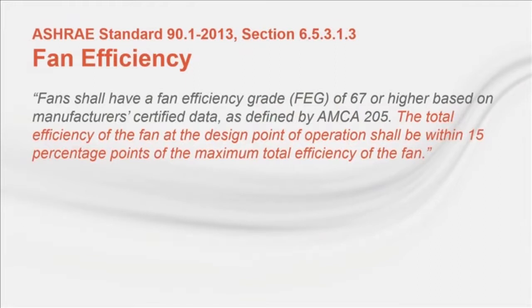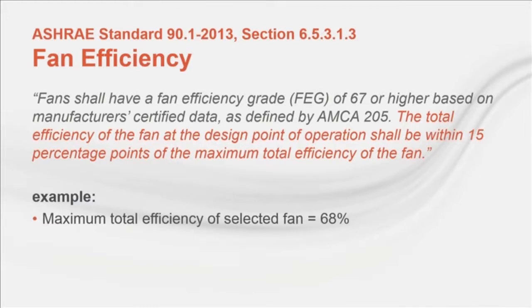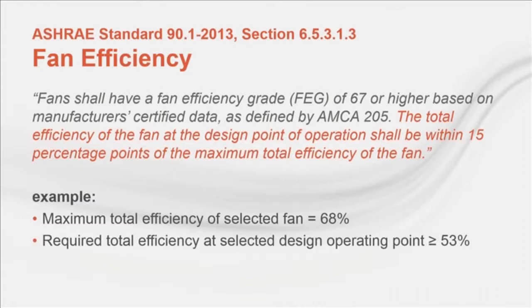But FEG is an indicator of peak fan efficiency, not actual operating efficiency. So then the second part of this new requirement is to select the fan such that at its design operating condition, its total efficiency is within 15 percentage points of its maximum efficiency. Using the previous example, if a fan's maximum total efficiency is 68%, it would meet this requirement as long as its total efficiency is 53% or higher at the selected design operating point.